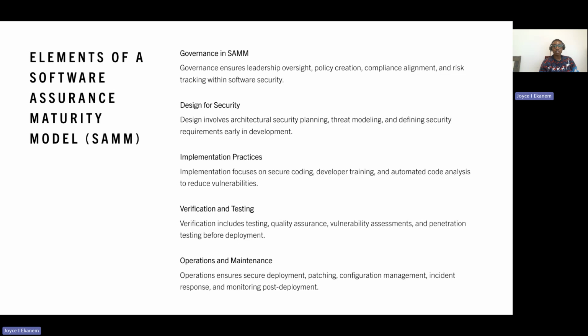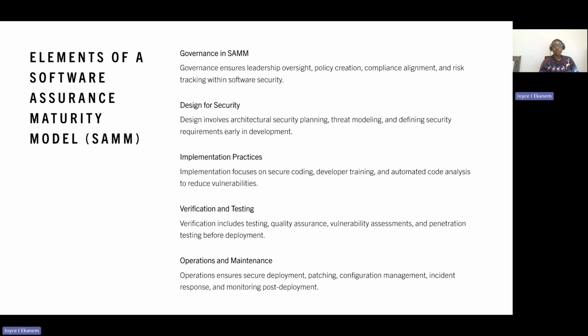Design covers architectural security planning, threat modeling, and requirement definition to ensure that security is embedded from the beginning. Implementation focuses on secure coding practices, developer training, and use of automated tools such as static and dynamic code analysis to minimize vulnerabilities. Verification centers on testing, quality assurance, vulnerability assessment, and penetration testing, ensuring that flaws are discovered and remediated before deployment. Operations ensures the secure deployment, maintenance, and monitoring of software through patching workflows, configuration management, incident response integration, and post-deployment validation.